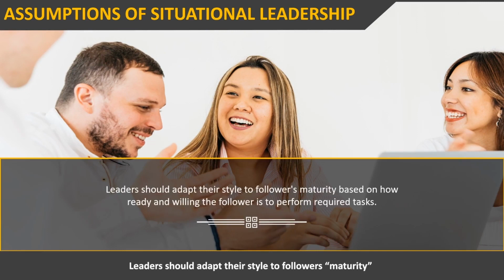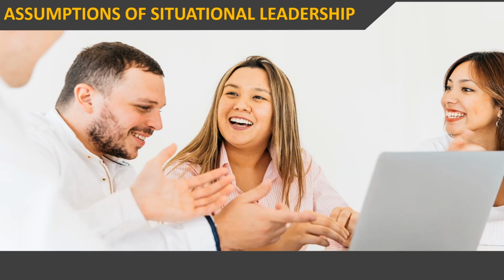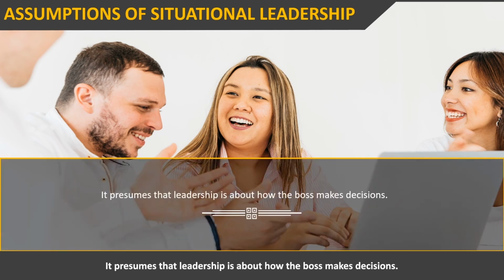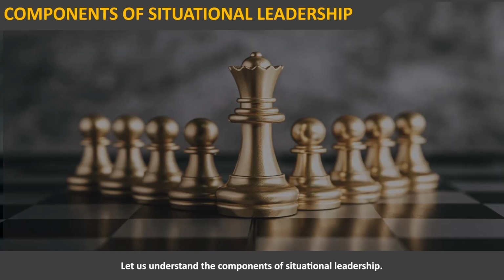Leaders should adapt their style to followers' maturity, based on how ready and willing the follower is to perform a required task. There are 4 leadership styles that match the 4 combinations of high or low readiness and willingness. It presumes that leadership is about how the boss makes decisions, right? Let's understand a few components of situational leadership.